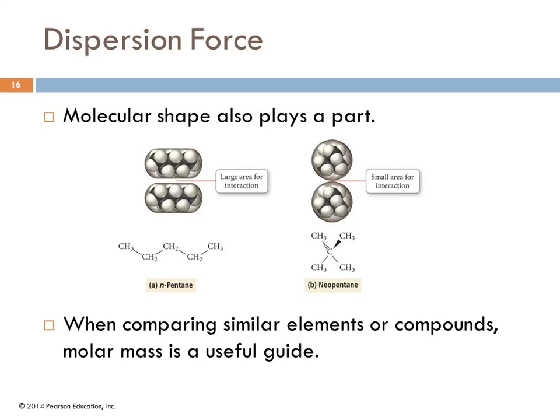So shape is important. Molar mass is probably the easiest thing to predict when you're comparing similar elements or compounds. You can't compare normal pentane to water or sodium chloride or something and just go based on mass, because those are completely different kinds of compounds.